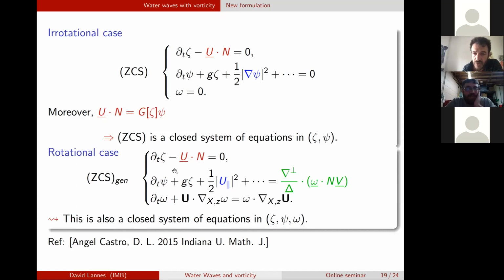And in particular, you are able to compute the normal component of the velocity at the surface, the tangential component of the velocity at the surface, and also the horizontal vector field at the surface. Okay. And this system of equations also is well posed, and we have done this in this paper. So we have a generalization of the Zakharov-Craig-Sulem equation.